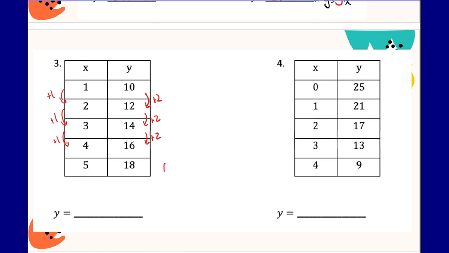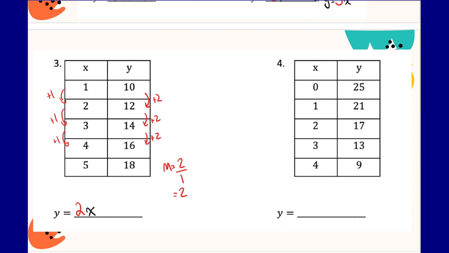So I know that my multiplier is going to be change in y, which is 2, divided by the change in x, which is 1. 2 divided by 1 is 2. Again, I don't need to do that calculation, but it's just a good habit to get into. So my multiplier is 2, so I know right now I will have a 2x. I don't know what my constant is, though. And there are different ways that you can go about calculating this.